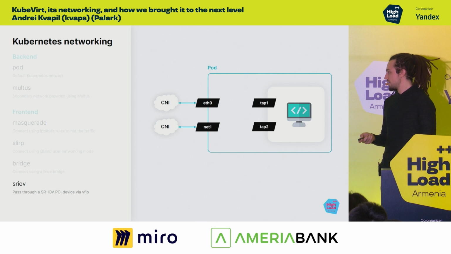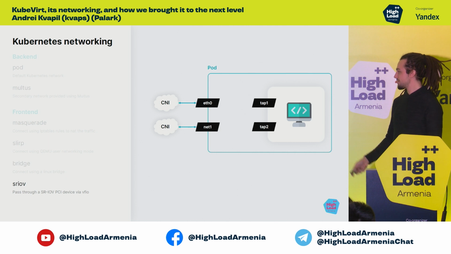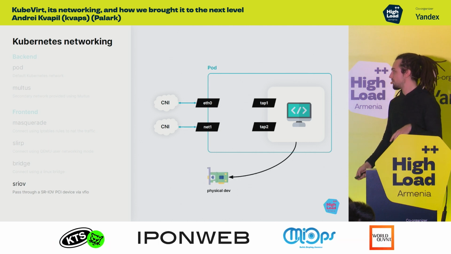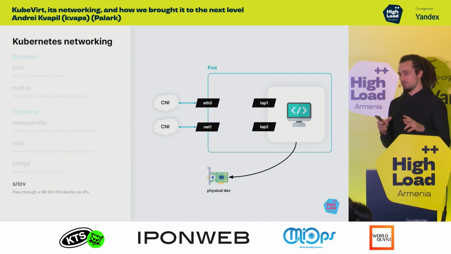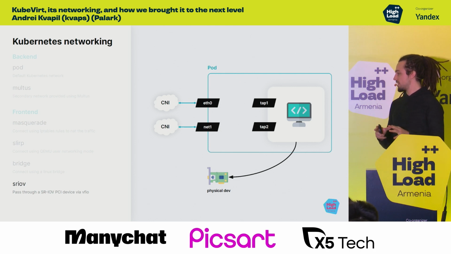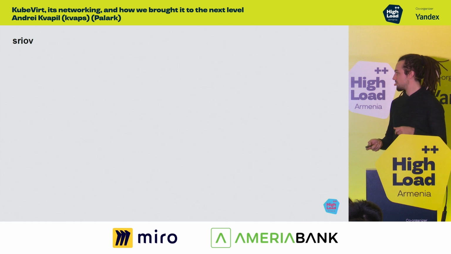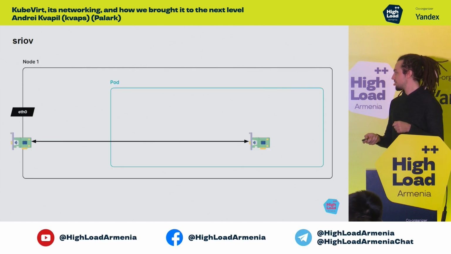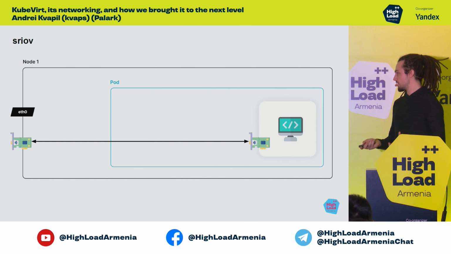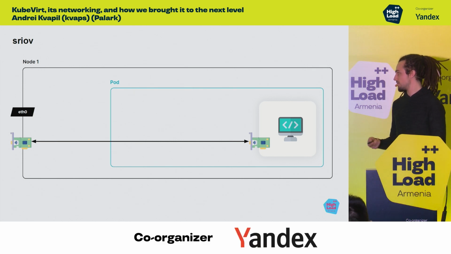The next mode is SR-IOV. Yeah, I was lying a little when I said that bridge is the most performant. SR-IOV is the most performant mode. But the problem of SR-IOV is that it works just with physical function devices. If you have a network card which can be split into multiple virtual cards with their own PCI interfaces, they can be passed through to the pod, and then the virtual machine will just start using it as is. But for using this mode, you need specific configuration and you need specific networking cards which will support this.